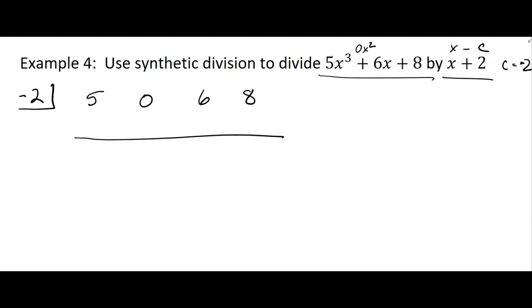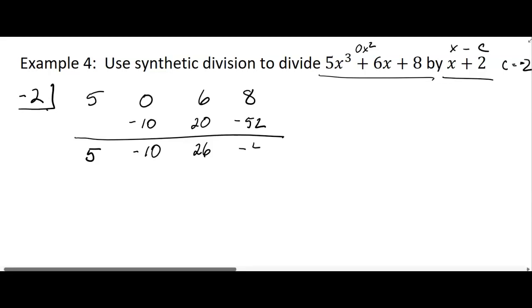But all right, the first term comes straight down, 5. Then you go 5 times negative 2, negative 10. Then you add 0 and negative 10 is negative 10. Now you multiply. Negative 10 times negative 2, 20. Add 6, 26. Now what's 26 times negative 2? I think that's negative 52. And then I have to do one more thing. 8 and negative 52. I'll say that's negative 44.